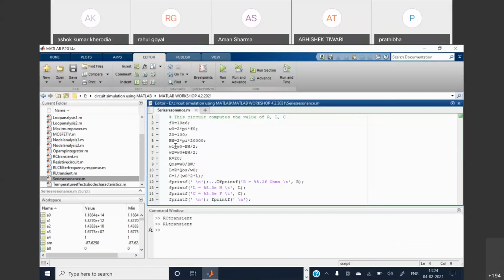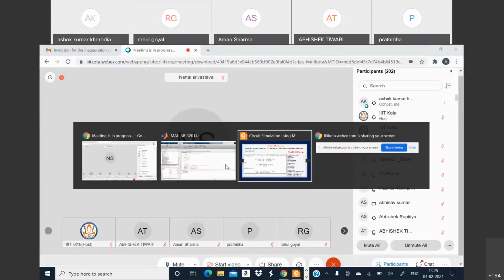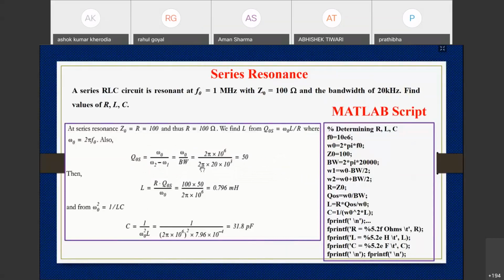Then omega 1 and omega 2, what are they? Half power frequencies, half power points. Omega 2 minus omega 1 denotes the bandwidth. So omega 1 equals omega naught minus bandwidth by 2, and omega 2 is omega naught plus bandwidth by 2, and R is equal to Z naught. You can compute QS, that is omega naught by bandwidth.